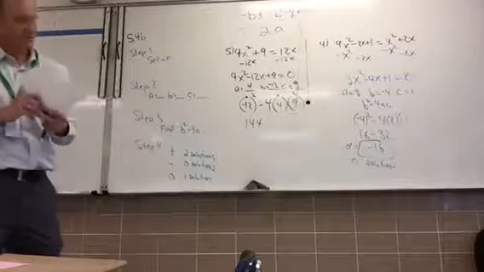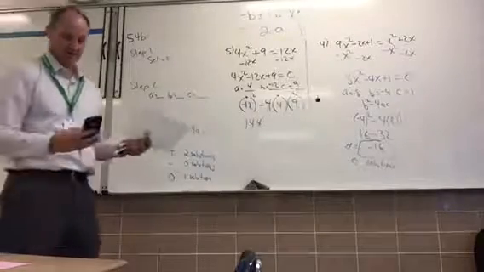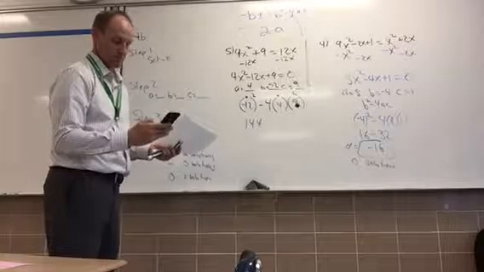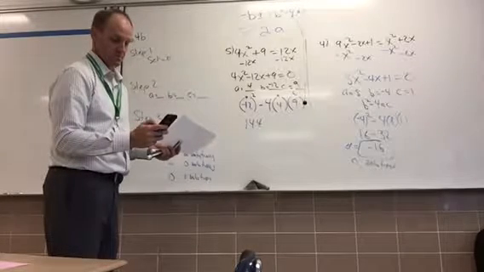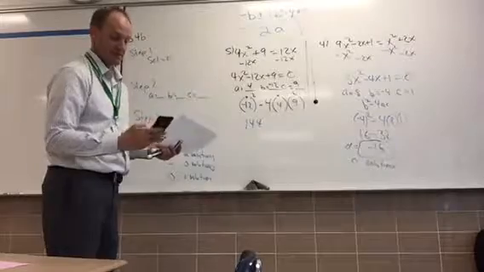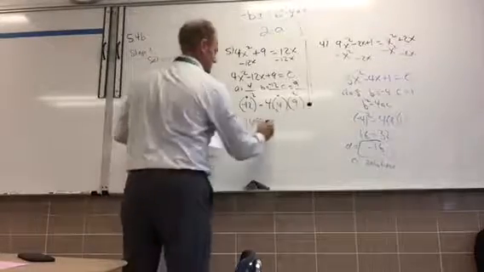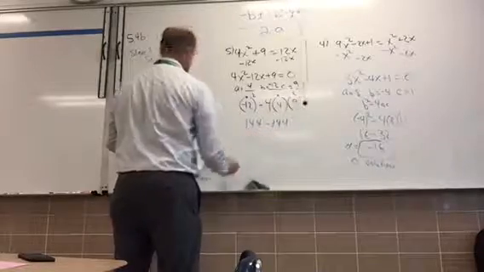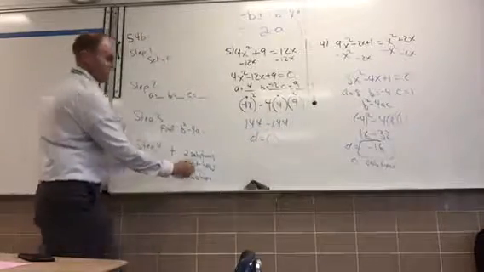Let's see. 4 times 9 times 4. I should be using a calculator, but we'll do it anyways. Times 9. Oh, it's 144 as well. Okay, so I do this, I get 0 as my discriminant. 0 means I have one solution.